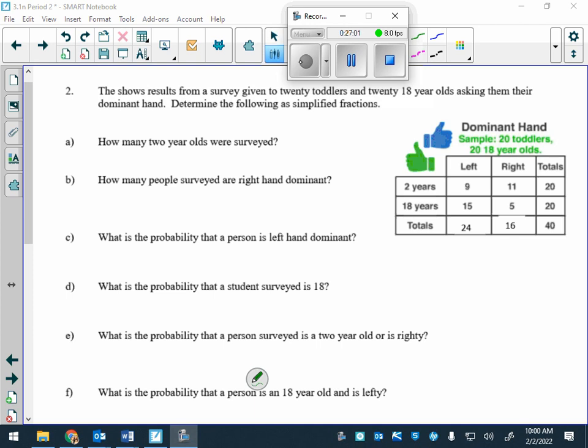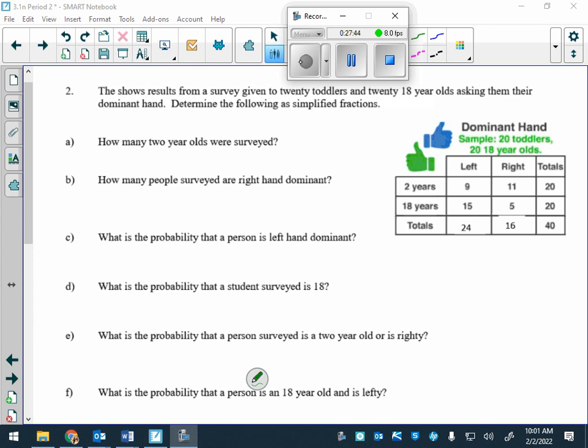So how many two-year-olds were surveyed? There were 20. Okay, there were 20 surveyed. How many people surveyed are right hand dominant, which were 16. Okay, so both of those are correct. Then it says, what is the probability that a person is left hand dominant? It's 24 out of 40, which would reduce to 3/5. Good. What is the probability that a student surveyed is 18? We have 1/2. Good. Then for E, this is where you have to use the formula.